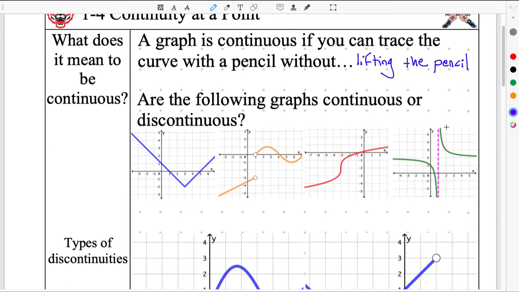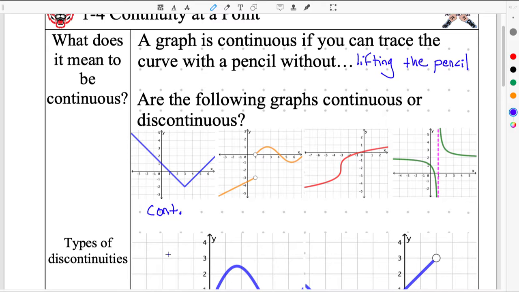All right, so I want you guys to tell me, for each of these graphs, are they continuous or not continuous? The way we say that is discontinuous. So this first graph in blue, is it continuous or discontinuous? Quiet raised hand, Gia. It is continuous, write it down. I'm just going to abbreviate C-O-N-T. It is continuous. Next one, orange graph.